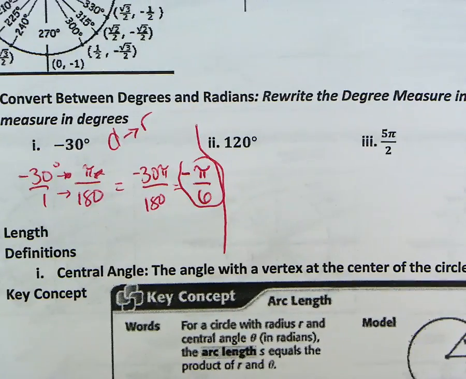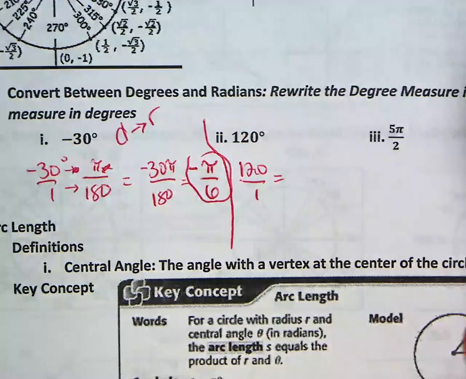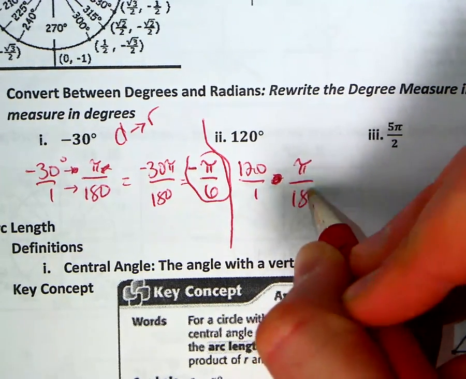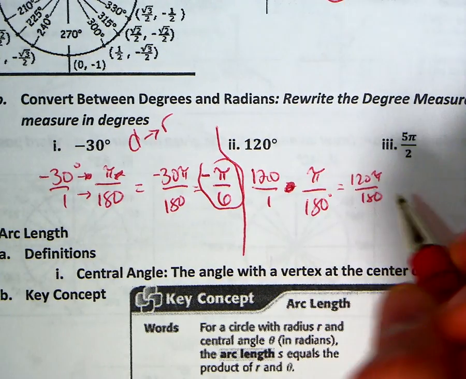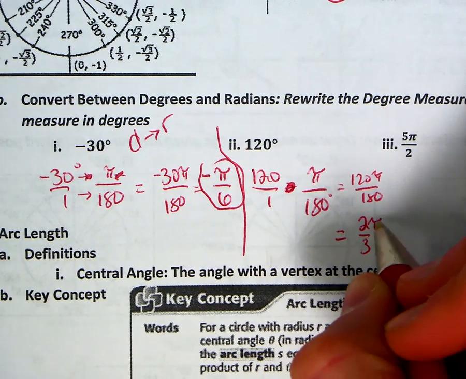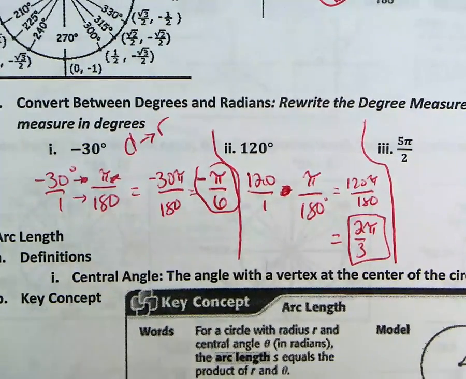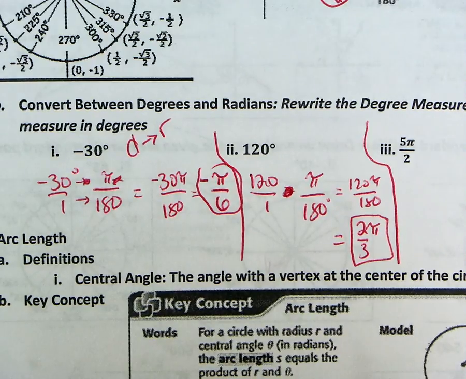Second part, now we have 120 degrees. So you can do the same thing. So you have 120 over 1 multiplies with pi over 180. This gets you 120 pi over 180. And you can simplify this down to 2 over 3 pi. So how many radians is it? It's 2/3 pi radians. So 2 pi over 3 radians, 2/3 pi radians, whatever you want to say it.